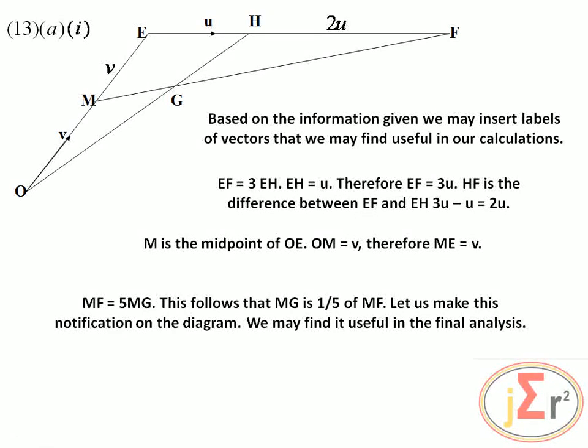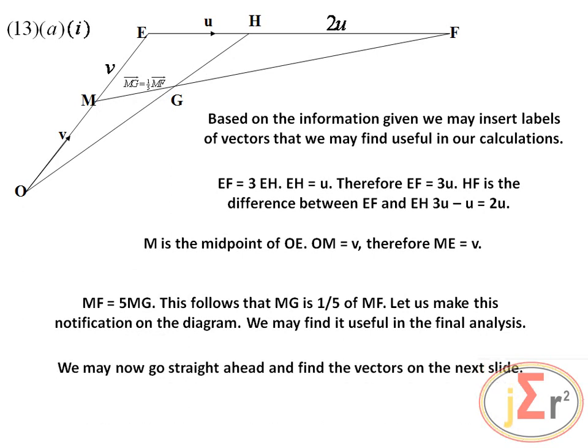MF is equal to 5 MG. It follows that MG is 1/5 of MF. Let us make this notation on the diagram. We may find it useful in the final analysis. So MF is 5 times MG, and MG is 1/5 of MF. Just put it right there. We have not started to solve our problem as yet. We may now go straight ahead and find the vectors on the next slide.